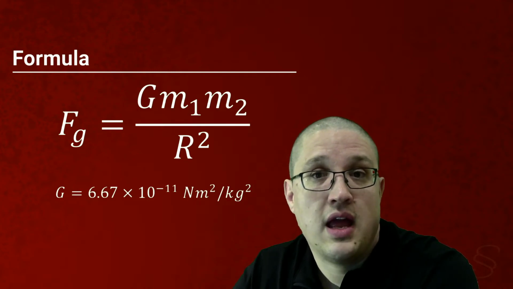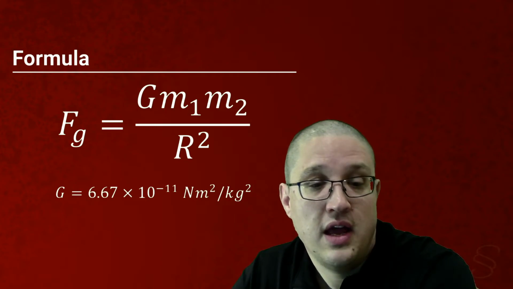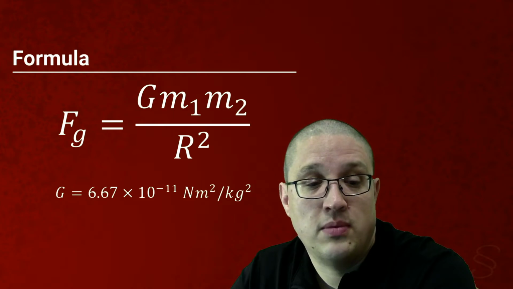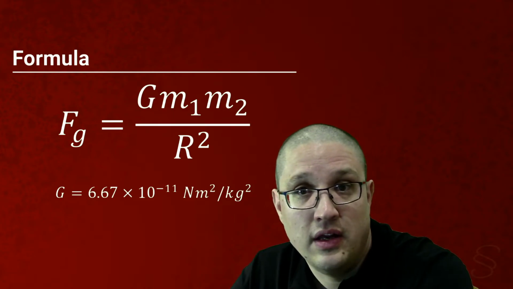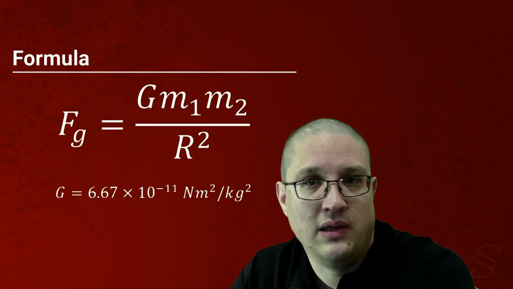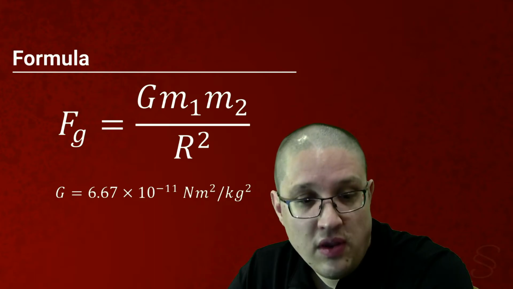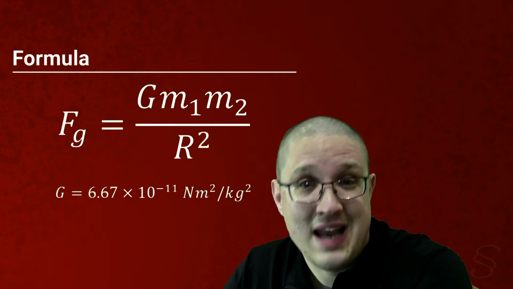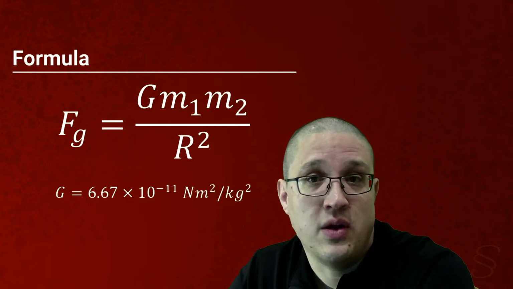Now, this tells us how strong gravity is. Notice, this term is 6.67 times 10 to the negative 11 newton meter squared per kilogram squared. These are a little bit weird units, but that's fine. The important thing is that this is times 10 to the negative 11. That means that gravity is actually very weak.